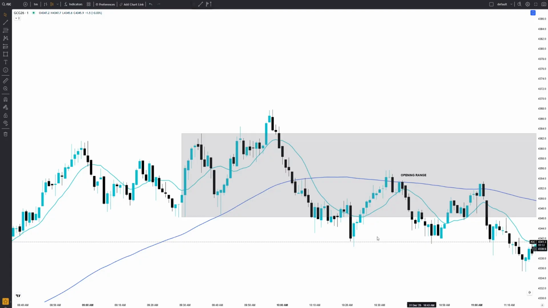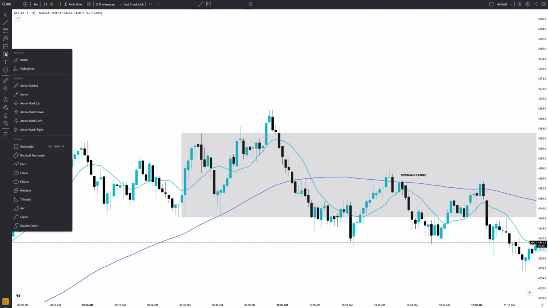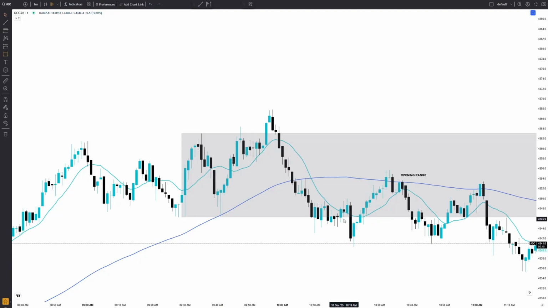Okay, now let's go down. You see the bottom of the opening range, right?